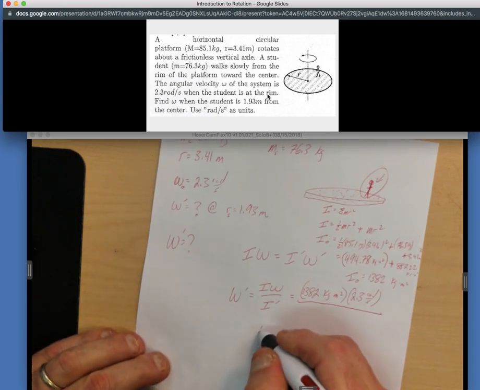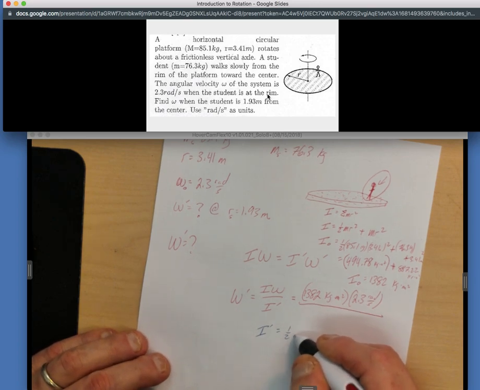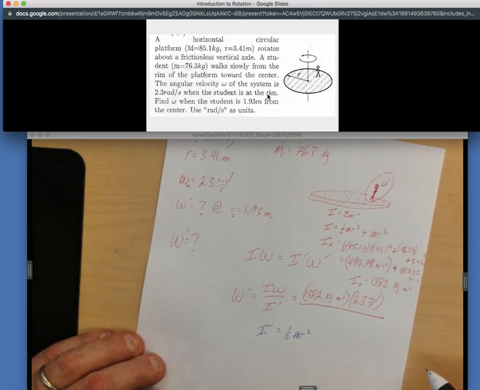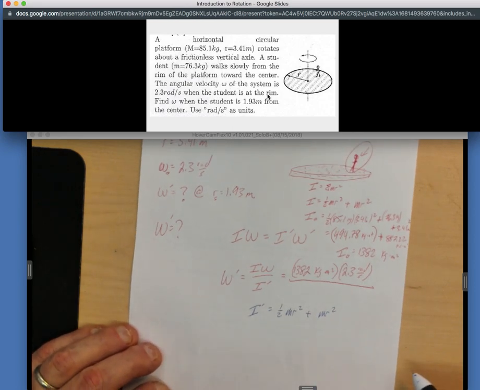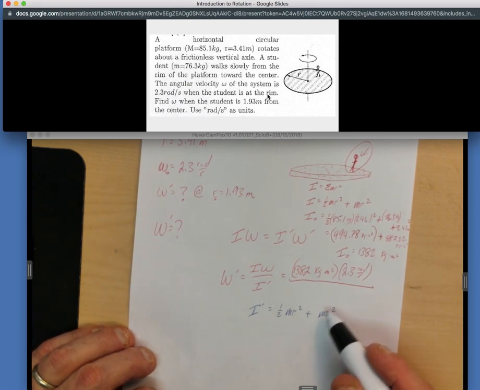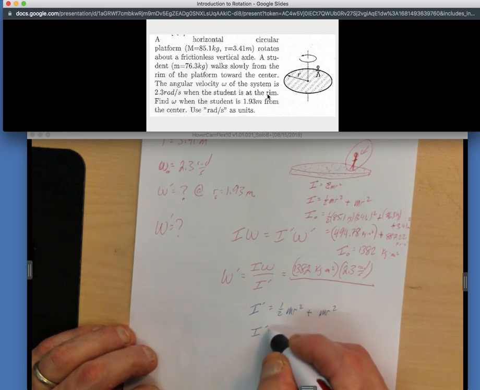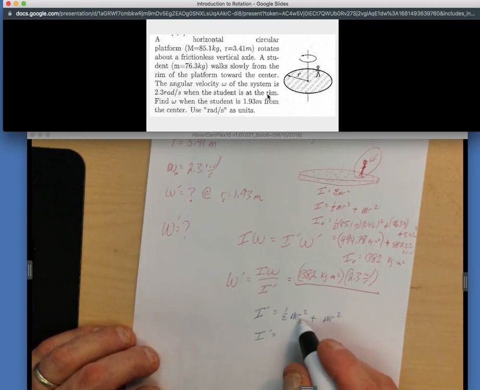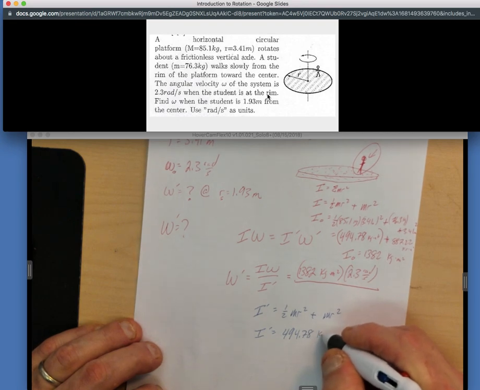So the moment of inertia I prime will be, again, the 1/2 mr squared of the disk itself. We have that number. Plus the mr squared of the student, the new mr squared of the student. The student still has the same m, but they walk toward the center, so that value goes down. Well, we already have this, so let's not do that again. That's 494.78 kg times meters squared.